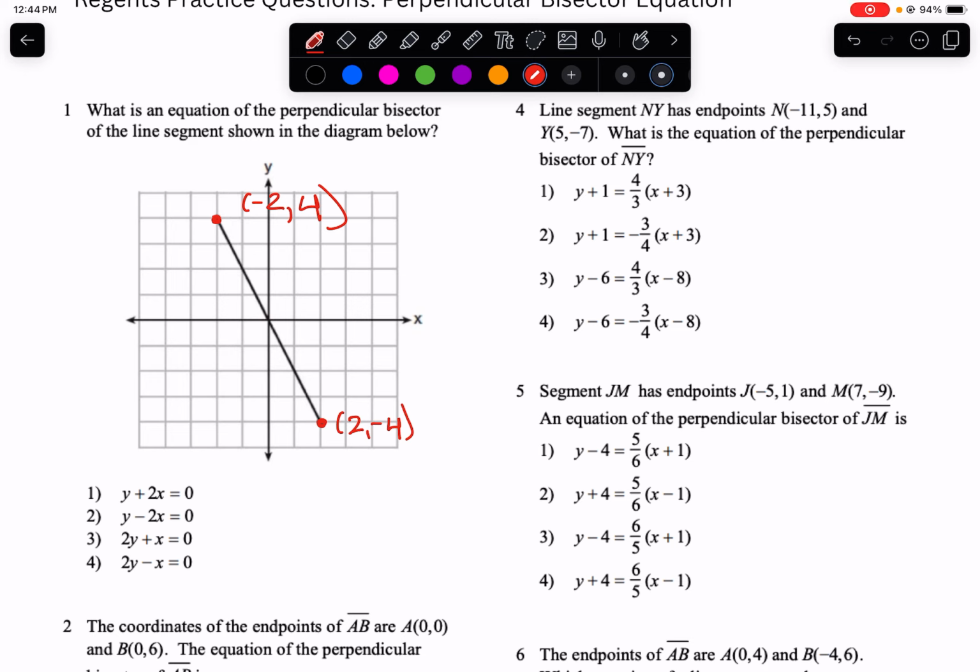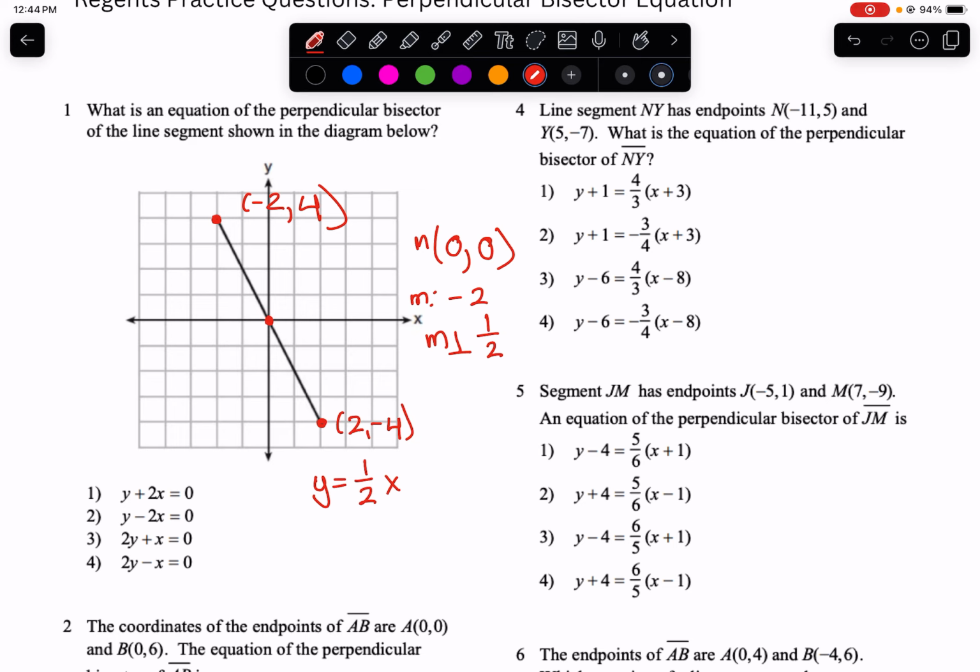So if we do the midpoint, negative 2 plus 2 is going to be 0. 4 plus negative 4 is going to be 0. So our midpoint is actually at 0, 0. And the slope, because we're going from 4 to negative 4, so it's 8 over negative 4. So it's a slope of negative 2. So our perpendicular slope will be 1/2. So we would have 1/2 x. So this is the equation.